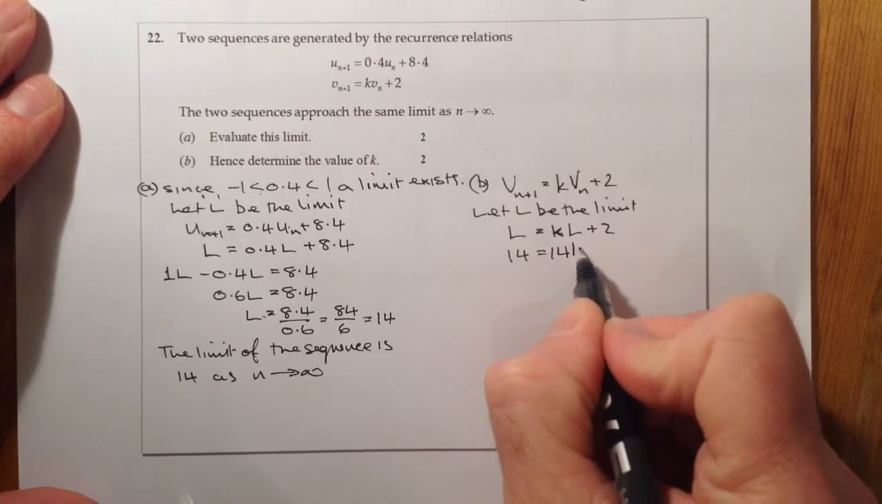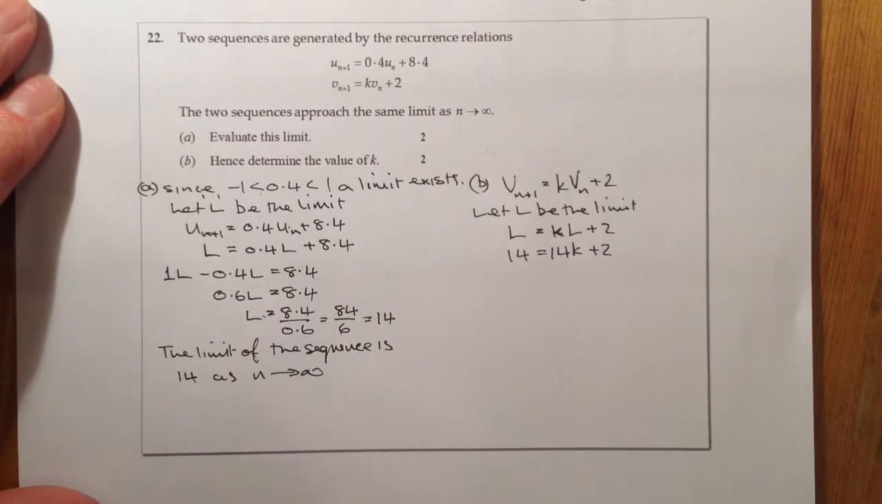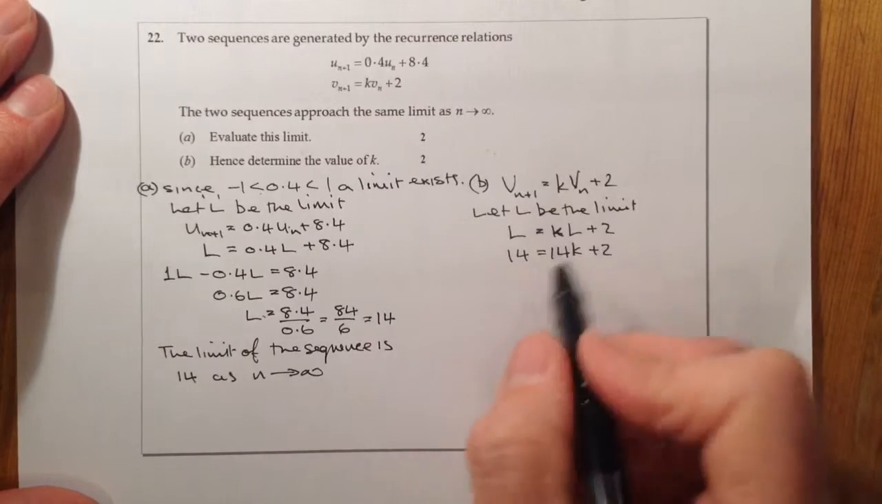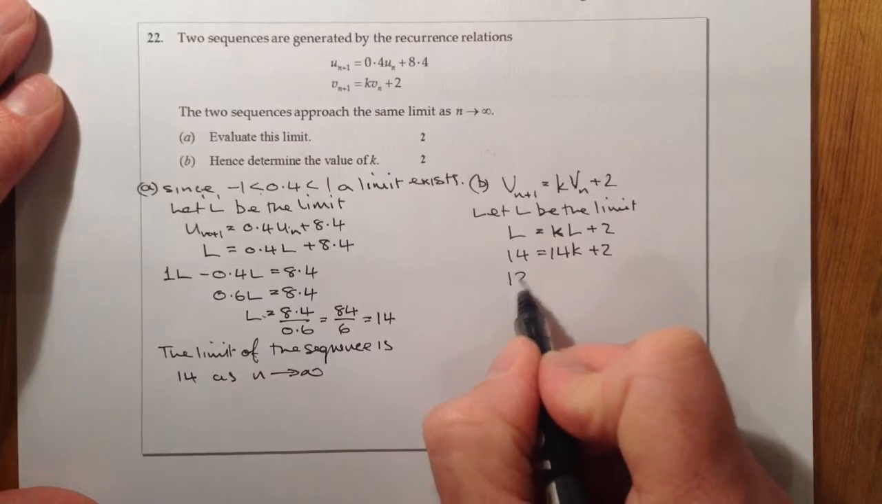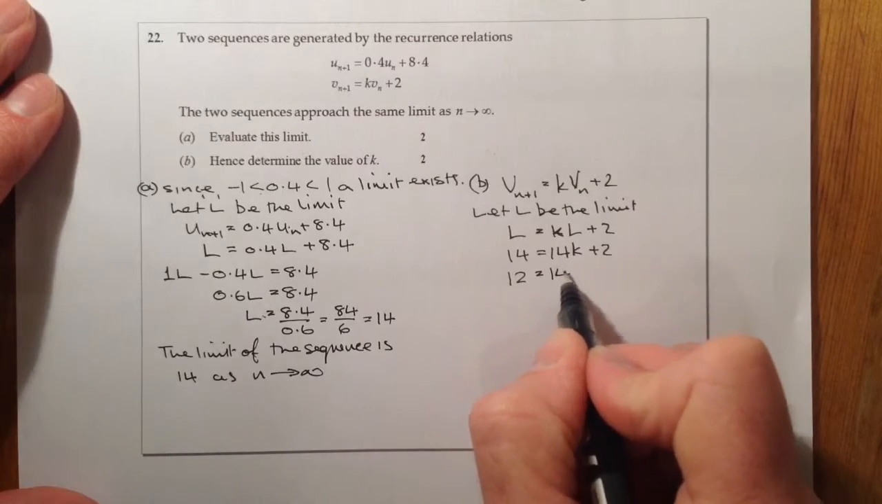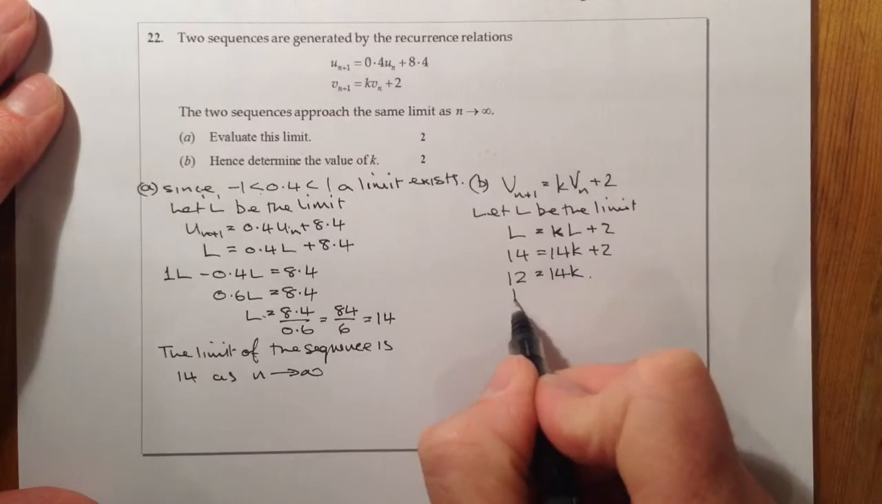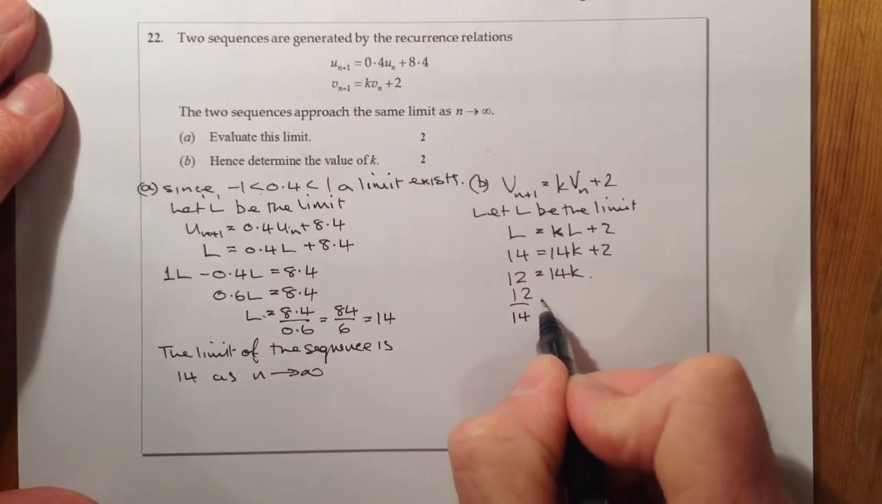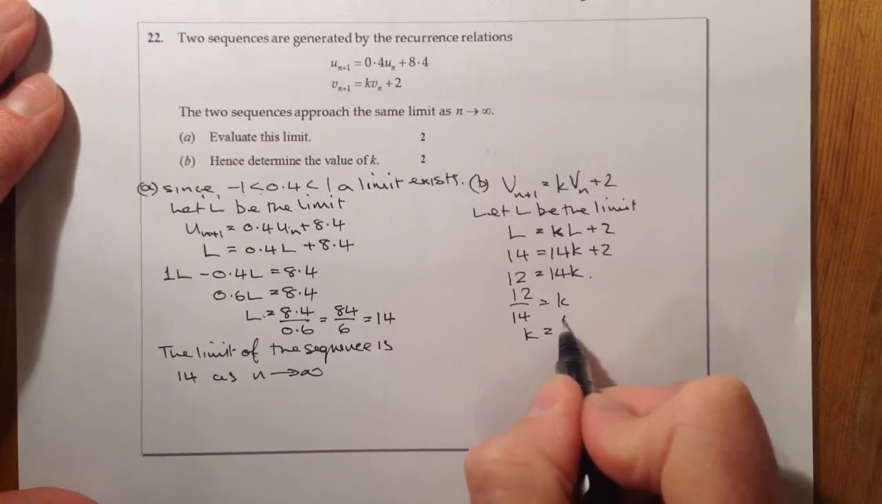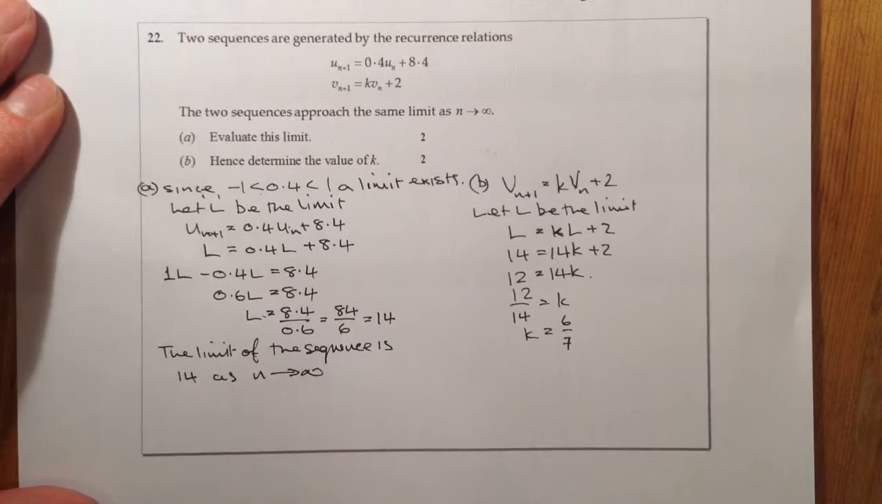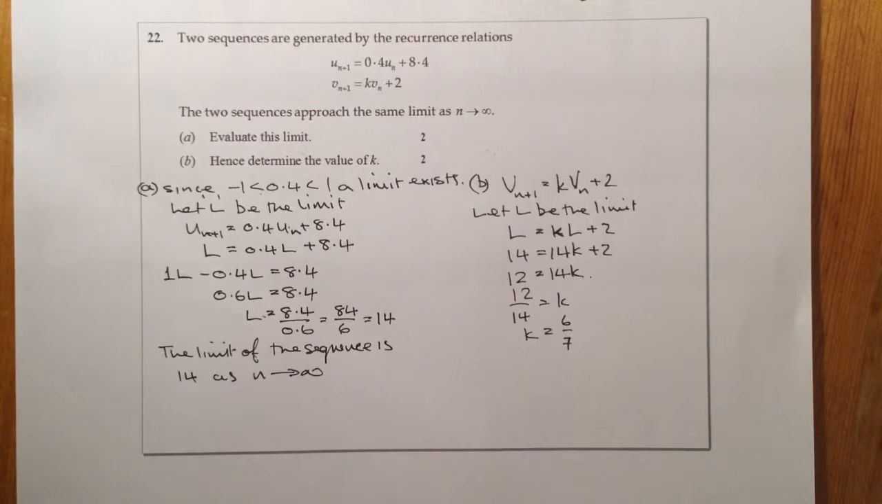So that'll just be 14k plus 2, and I'll take the 2 over to the other side, so that'll be subtracting 2. What that'll give me is 12 is equal to 14k. So I'll divide this side here by 14, and I'll just simplify that down. So that should give me k is equal to 6/7, and that's the value of k. I don't need to work it out as a decimal, I'm just going to leave it as a fraction. That's where I'd like to leave that question there.